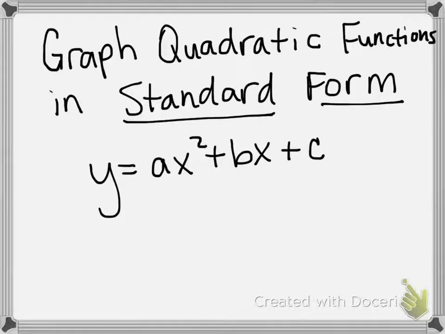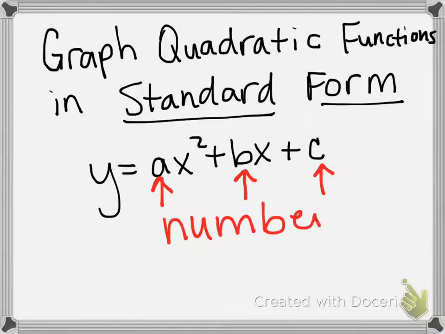This lesson is graphing quadratic functions in standard form. Standard form is y equals ax squared plus bx plus c, where this a is, where this b is, and where this c is will be numbers. And we'll use those numbers to find the vertex and the axis of symmetry, which we're going to graph on our page.